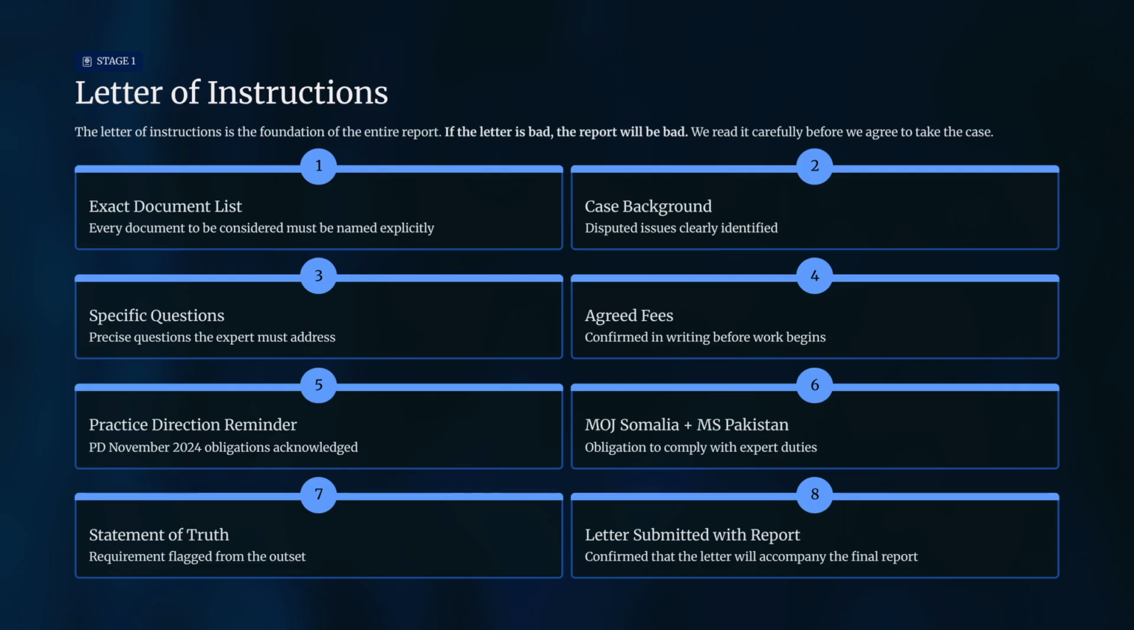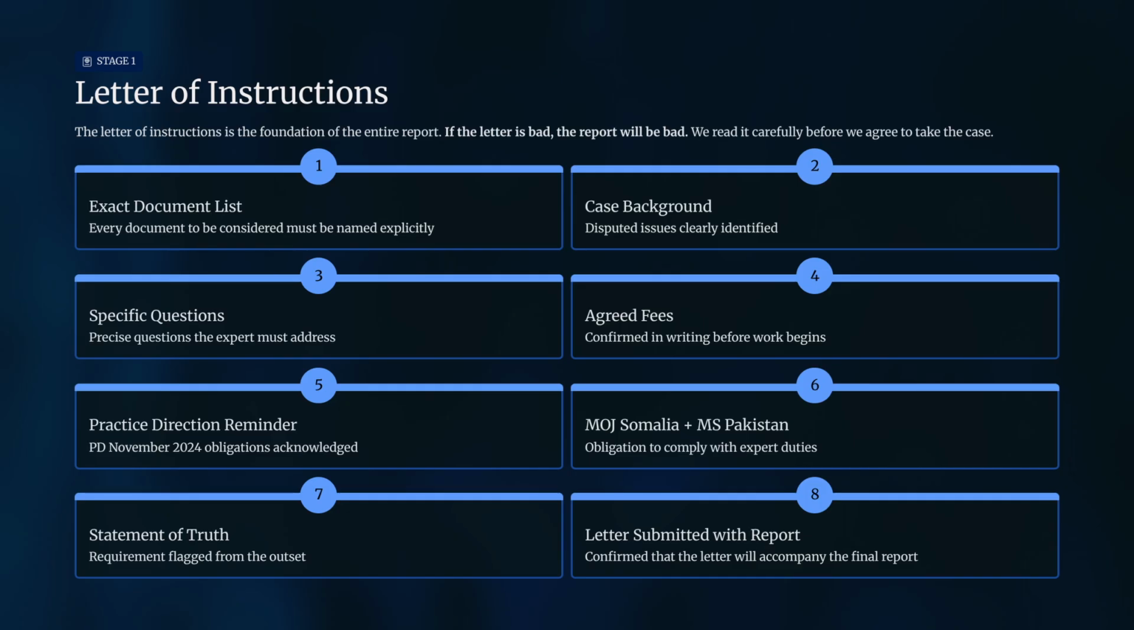8 things every letter must include. 1. The exact list of documents enclosed, with date and acronym for each. 2. Background of the case, immigration chronology, plus a summary of the disputed issues. 3. The specific questions the expert is asked to address. 4. The agreed fees, written down before work begins. 5. A reminder of the relevant practice direction.